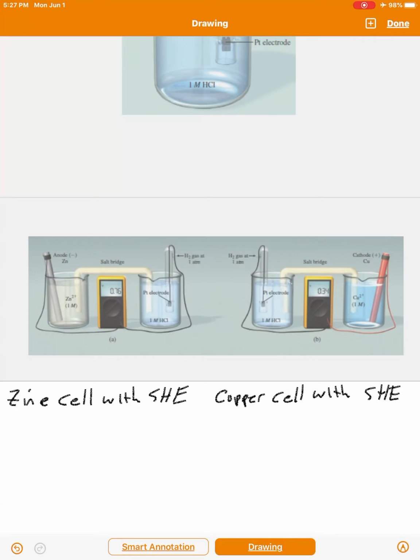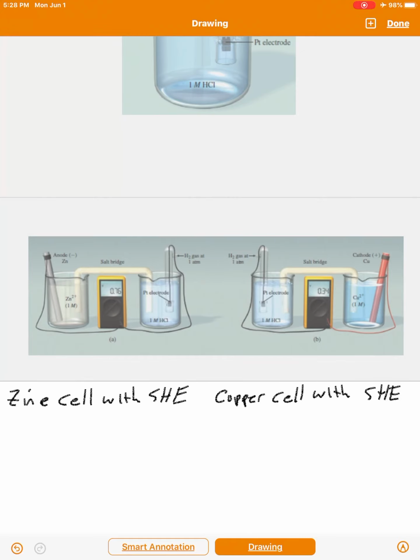If you look at the diagram all the way to the right, there's a positive next to where it says cathode copper up at the top. That tells us that the copper is undergoing reduction and that the hydrogen is undergoing oxidation. Okay? So that's not obvious from the pictures, but that's what's happening.